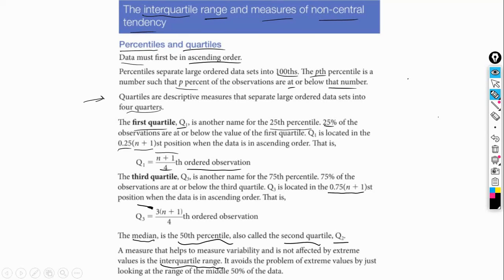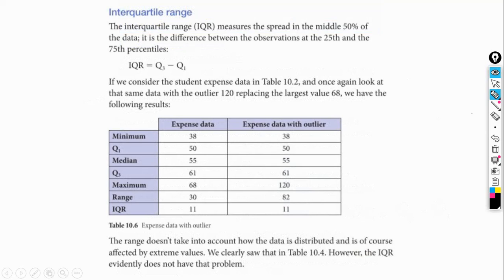So that's, by the way, the interquartile range, also known as IQR, is going to equal the third quartile minus the first quartile. Talking a little bit more about the interquartile range, it measures the spread of the middle 50% of the data. It is the difference between the observations at the 25th and at the 75th percentiles, or like I said before, quartile 3 minus quartile 1.